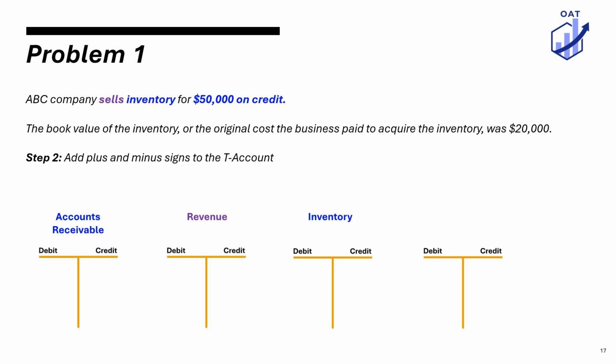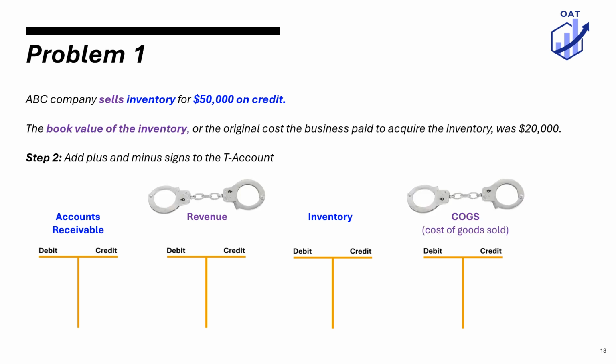The third account on the list is inventory. The company sold its inventory. That means its total balance of inventory will decrease. Cost of goods sold refers to the book value of the inventory. In other words, this is what the business paid to make or acquire that inventory.